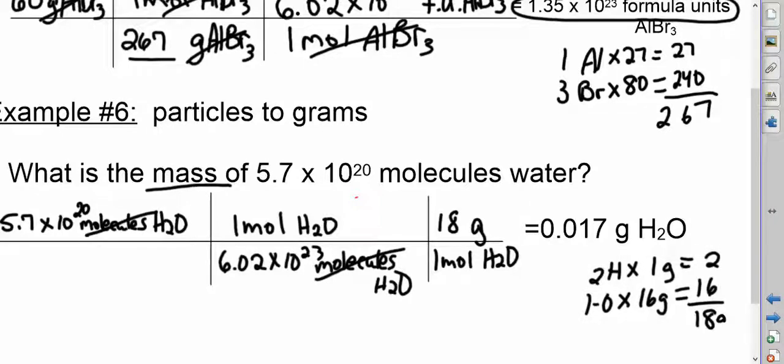I can cancel out my moles. The only unit left is grams, which is the unit that I have been asked for, mass. Multiply 5.7 times 10 to the 20th times 18, divided by 6.02 times 10 to the 23rd, and you should get 0.017 grams of H2O.